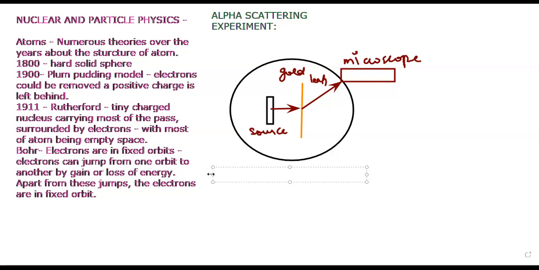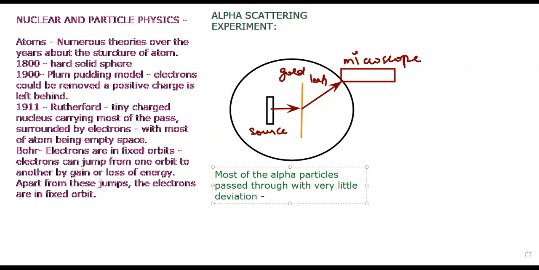But they noticed quite an interesting fact. What did they notice? The first thing that they noticed was that most of the alpha particles passed through with very little deviation. That was the first thing that they noticed.